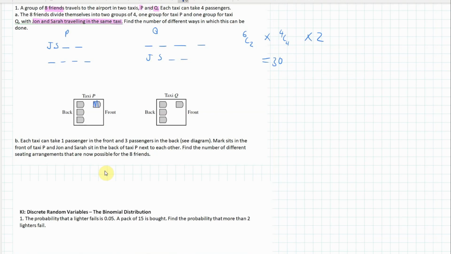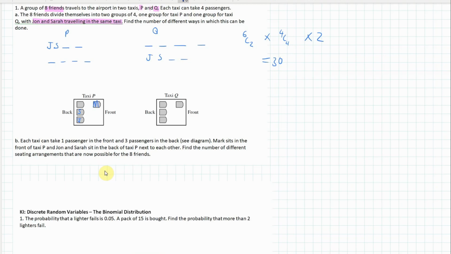Okay, good old Mark. And John and Sarah sit in the back of taxi P next to each other. Yeah, see, they're going out, right? They can't bear to be apart. J and S. Okay, that's one way of doing it, right? Find the number of different seating arrangements that are now possible for the 8 friends.